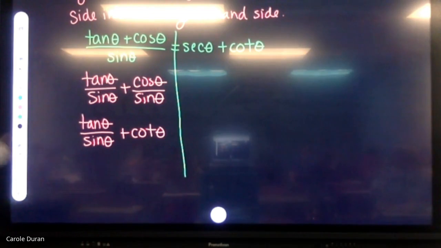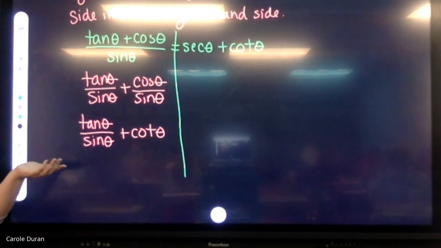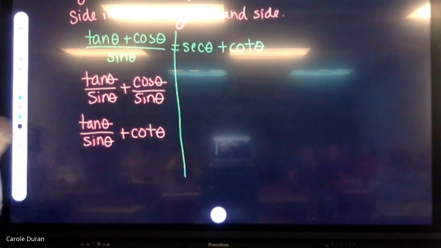I have a tangent and I have a sine. So that means I can do one of two things. Marissa, what are you thinking? That one and that one. The tangent identities? Okay, so I have a tangent identity. Tangent is equal to what? Sine over cosine. So I can actually replace that tangent with sine over cosine.